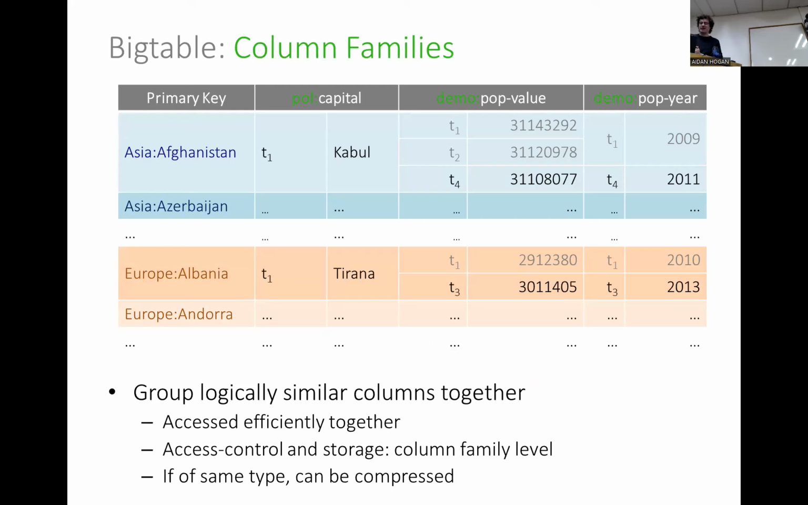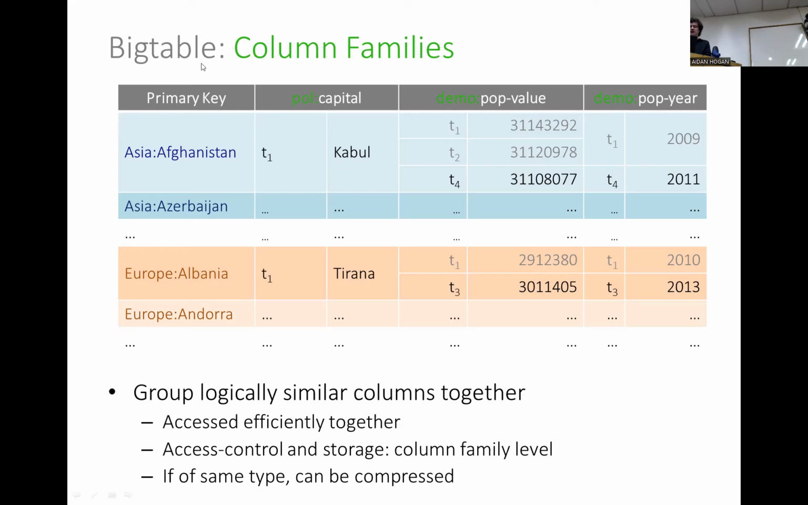So I mentioned before that sometimes these systems are called column families. What is a column family? So Big Table defines this notion of a column family as essentially a group of related columns. So we can group together certain columns that we're going to access together, or that we want to define different storage or access control for. We can group certain columns into a column family. So in this case, we have a political column family related to political data about the country.